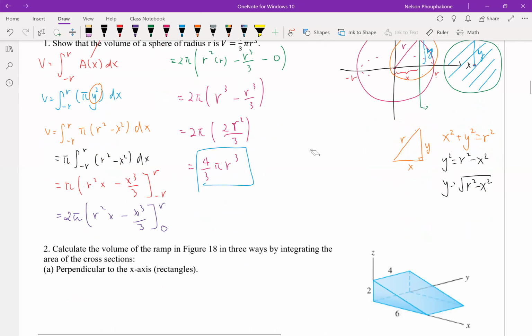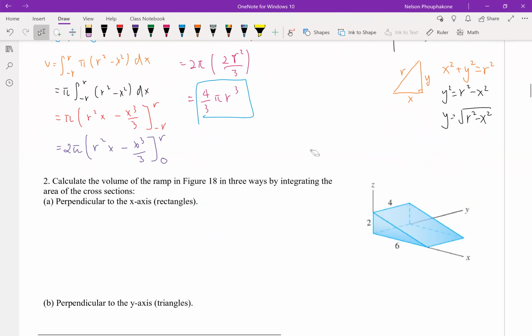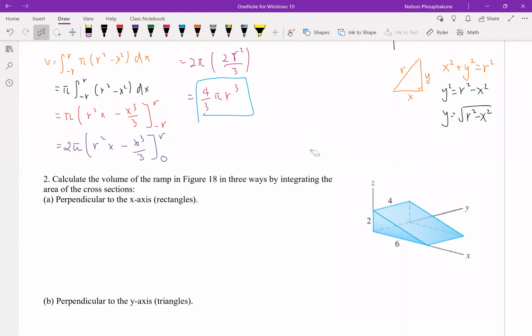Now, the next problem is I would like to find the volume of this object right here. Of course, you will see that the volume of this one is basically the base area multiplied by height. So in this case, we know that the base area is 6 times 4, meaning the volume is equal to 24.